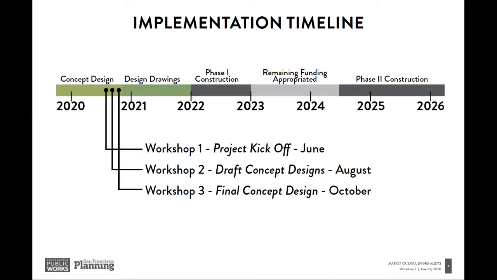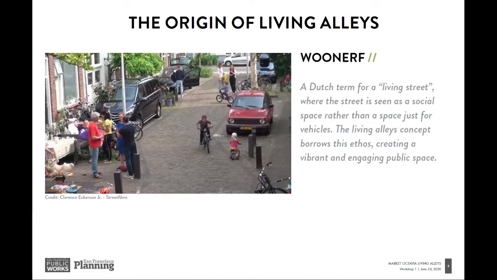And here we have our implementation timeline. This timeline is based on funding and typical design and construction durations. So today is workshop 1, which is the project kickoff. Following workshop 1 today, we will begin to draft concept designs to present at workshop 2 in August. And then moving forward, we will finalize that concept design into what should be a 10% drawing package to be presented at workshop 3 in October. Phase 1 construction will begin in January 2022. And as the construction of phase 1 is occurring and as more funding becomes available, we will start designing phase 2 concurrently. So there's a timeline. Next slide, please. Over to you, Patrick.